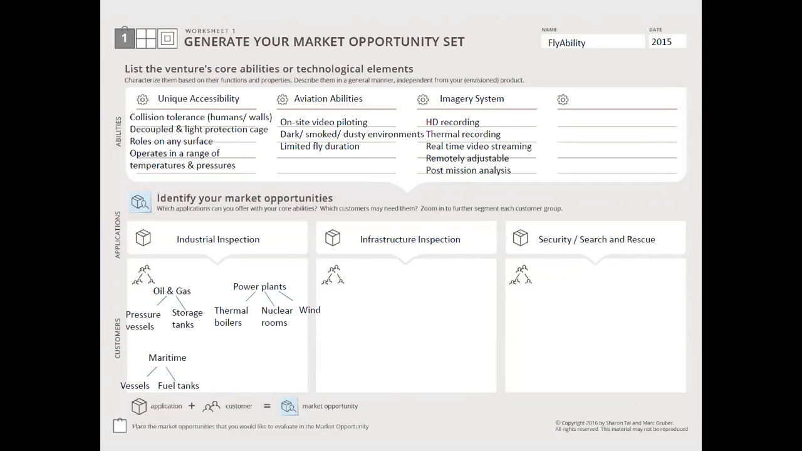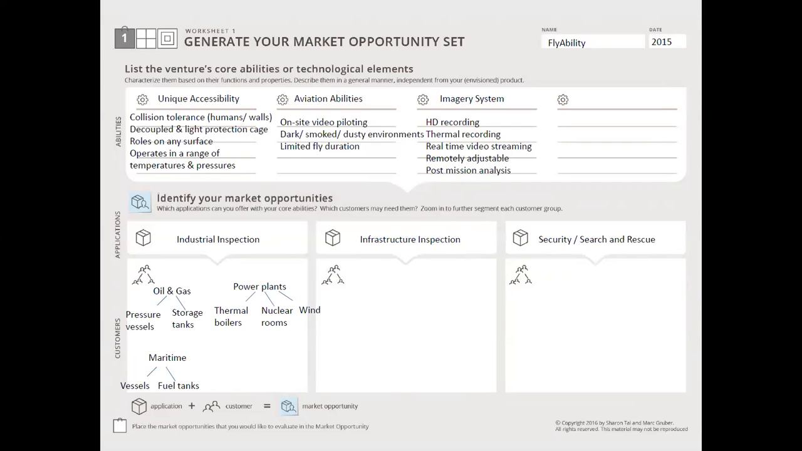So, for example, industrial inspection could be relevant for power plants, and then you can zoom in and look at thermal power plants to inspect boilers and heaters, look at nuclear power plants, or look at wind turbines. Industrial inspection is also relevant for the oil and gas industry or for the maritime industry, to name a few.